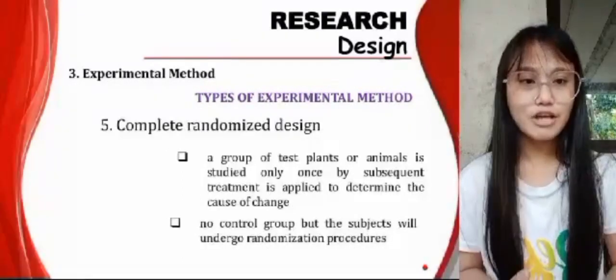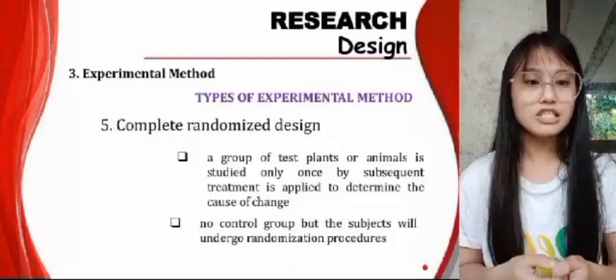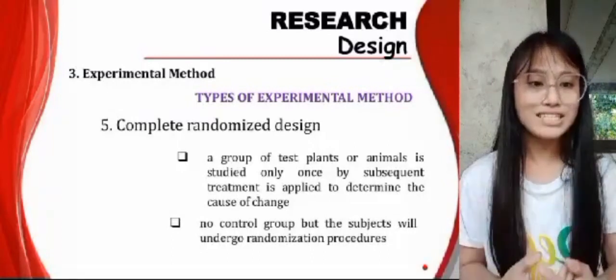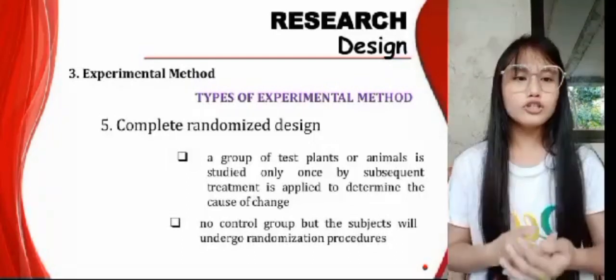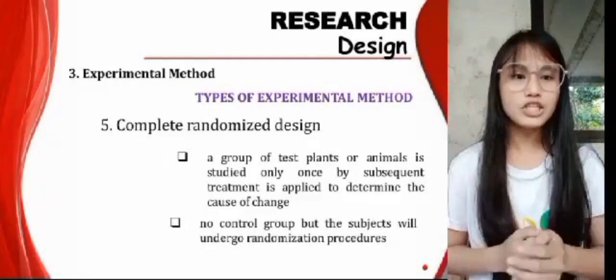Complete randomized design. A group of test plants or animals is studied only once, but subsequent treatment is applied to determine the cause of changes. No control group, but the subject will undergo randomization procedures.